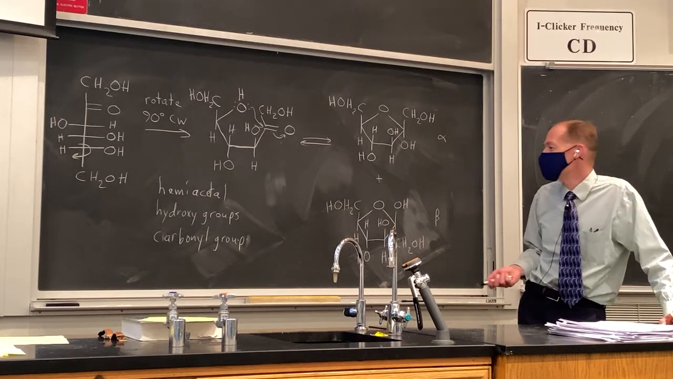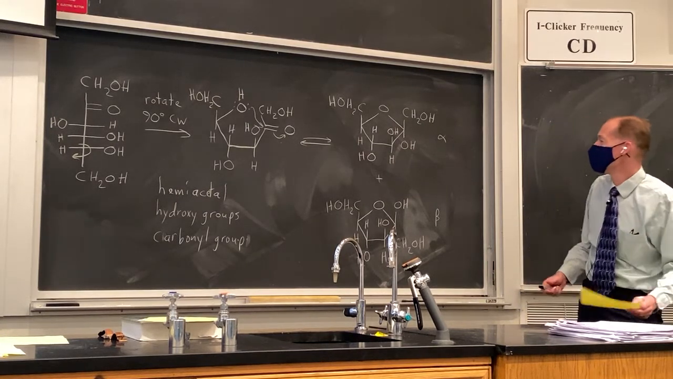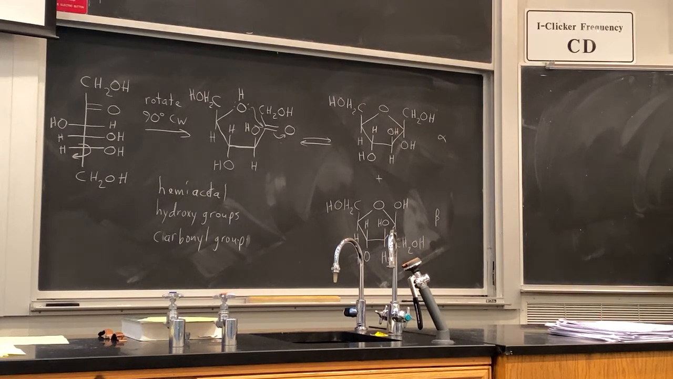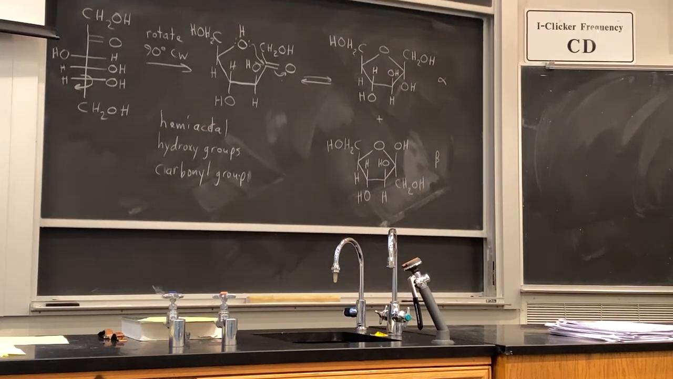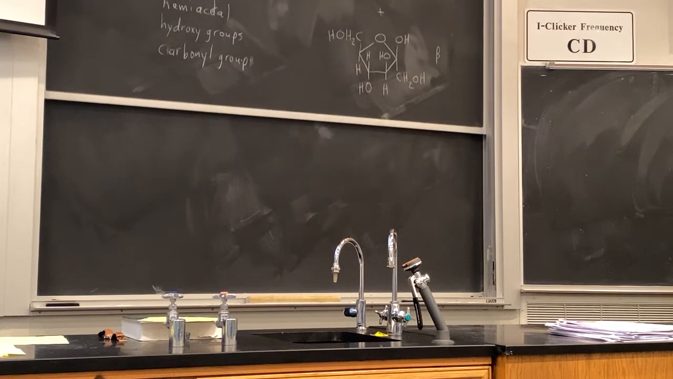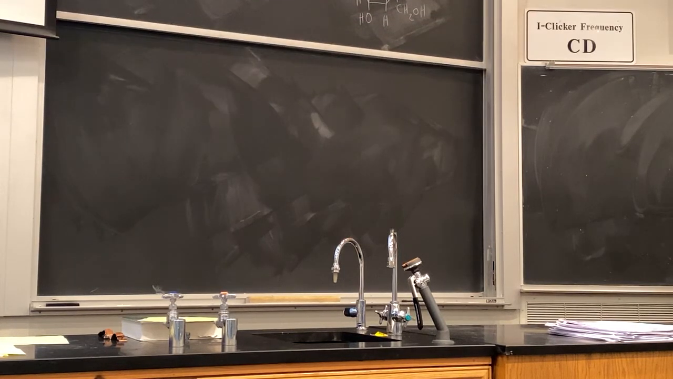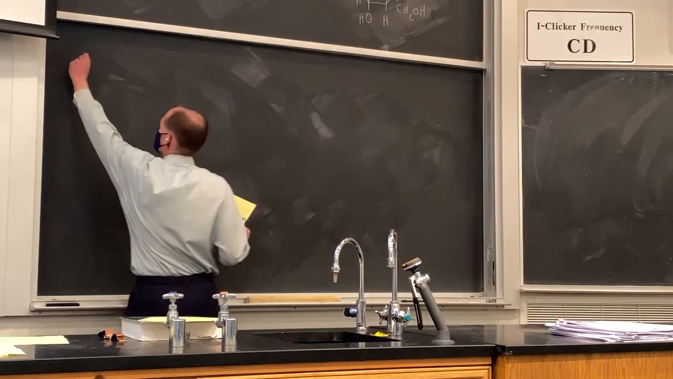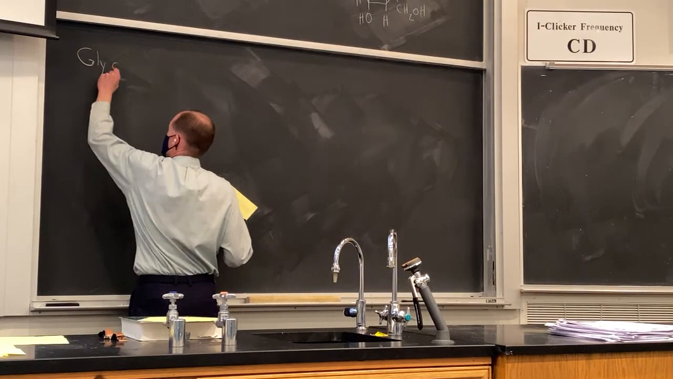Okay, so 3 types of reactions. We'll get into all 3, but we're going to start with a reaction that occurs at the anomeric carbon, at the hemiacetal of a monosaccharide. Okay, this reaction is going to be called glycoside formation.